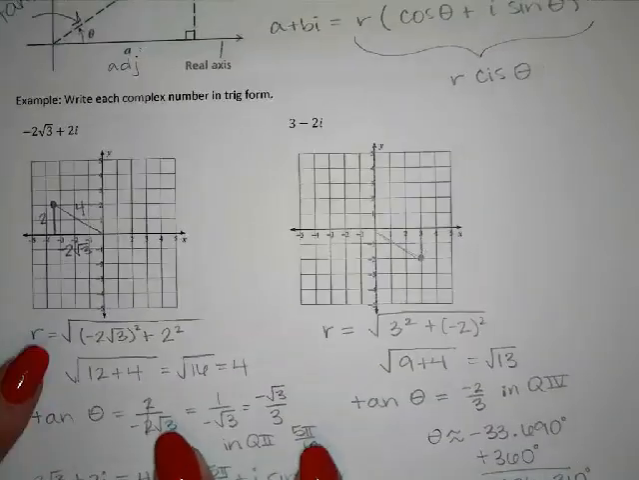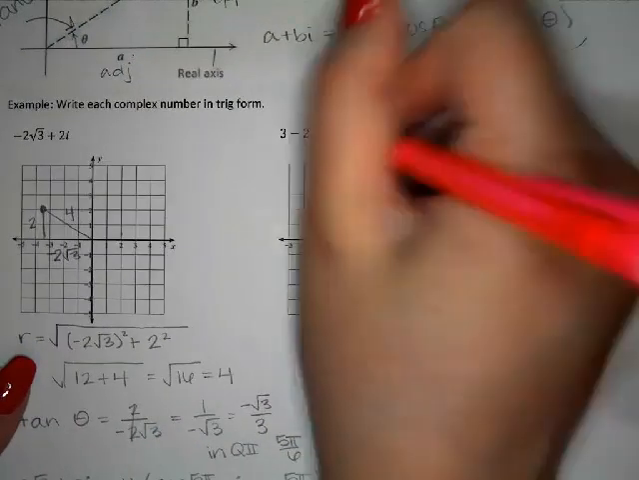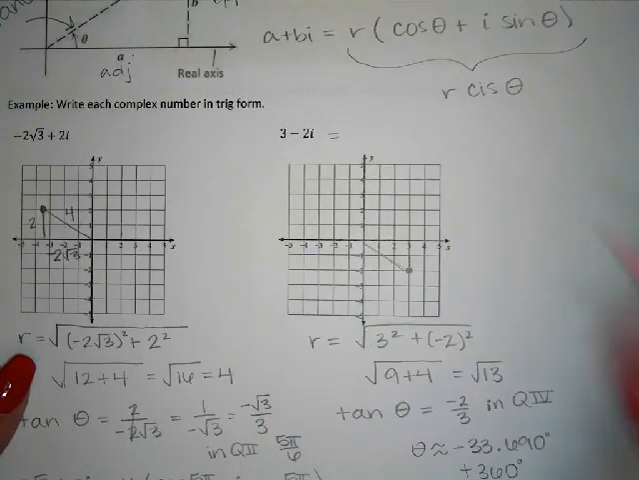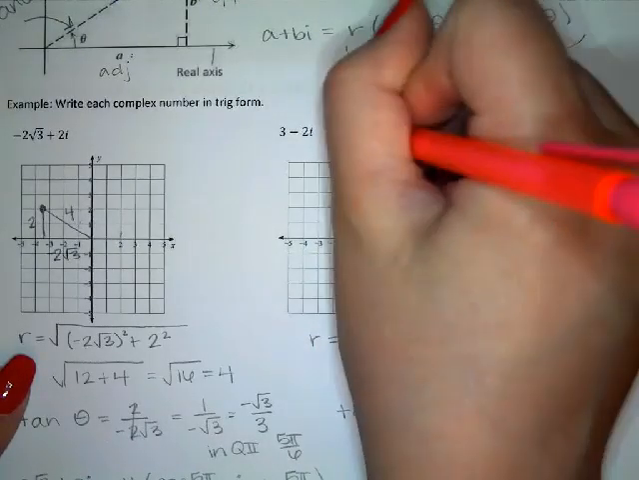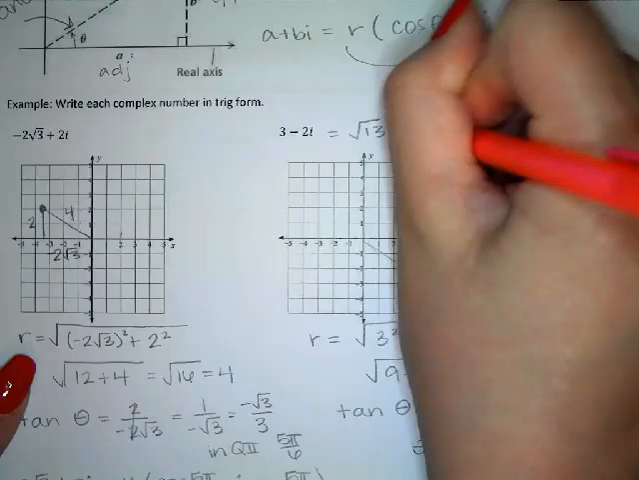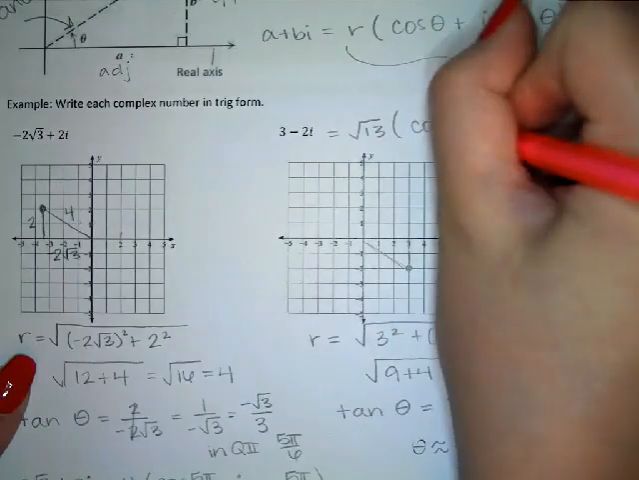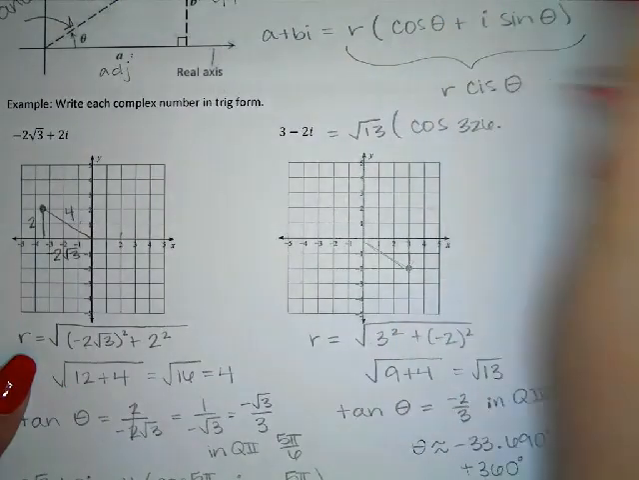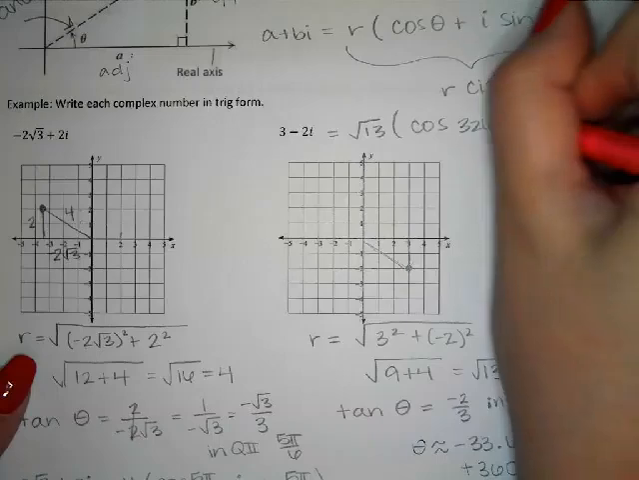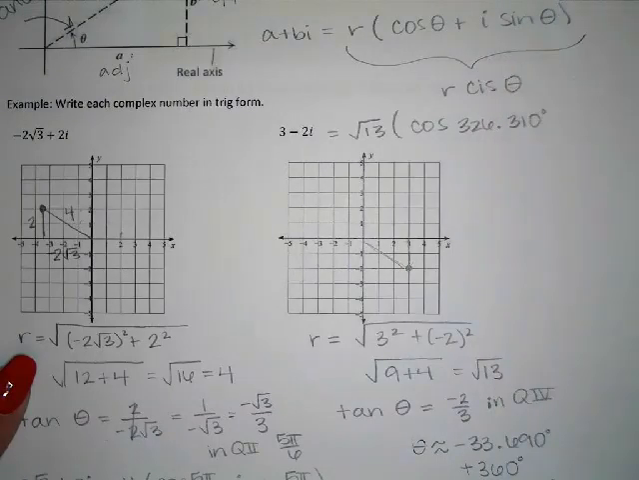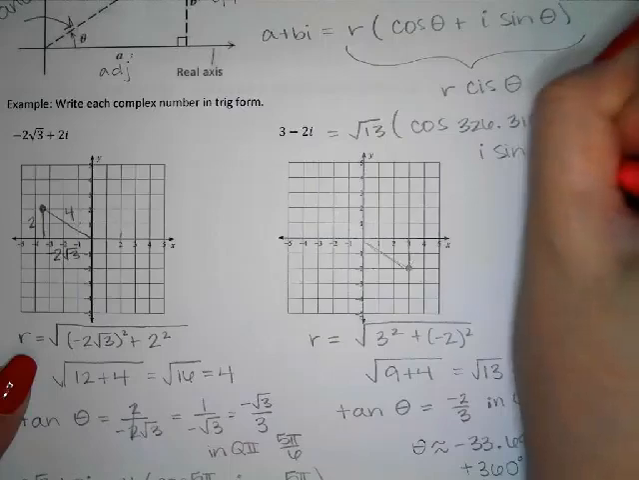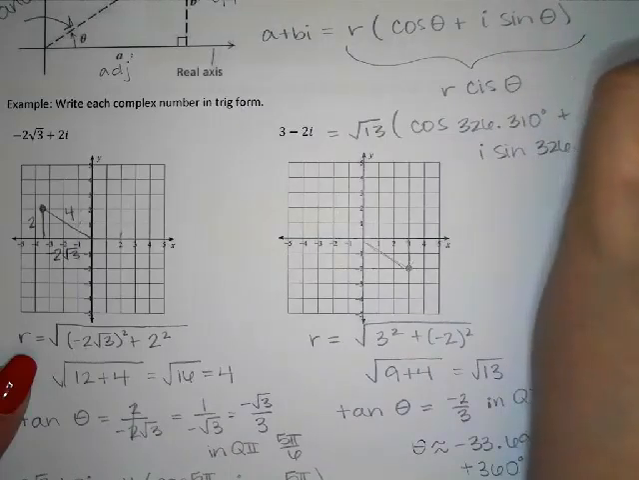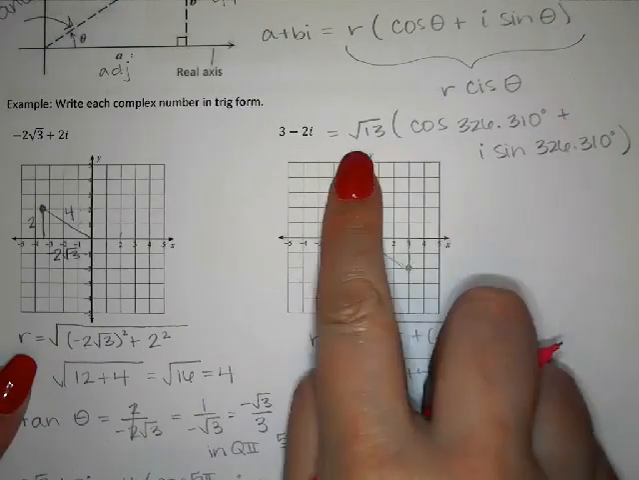So I'll write it up here. I'm going to say the modulus square root 13 cos 326.310 plus i sine 326.310. And so here is our complex number in the trig form.